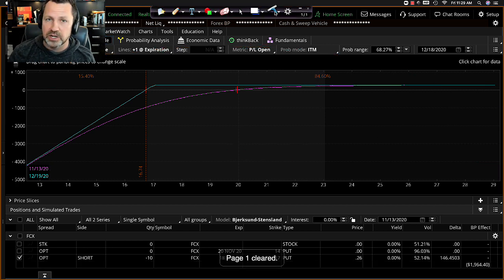And that, ladies and gentlemen, is how you roll a naked put up in strike price and out in time. We went up to the $17 strike price from the $14 strike price that was max profit. And we brought in another 26 cents for selling the 18th of December put option and simply making a promise to buy the stock at 17 anytime between now and the 18th of December. And we get that cash flow and income. And it's a pretty good little trade.